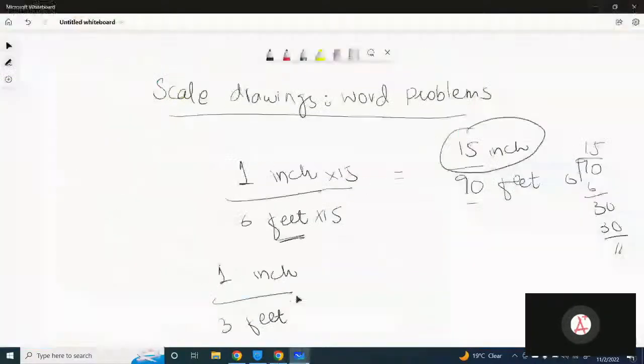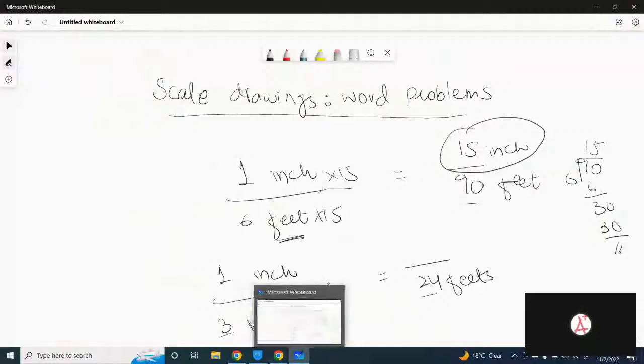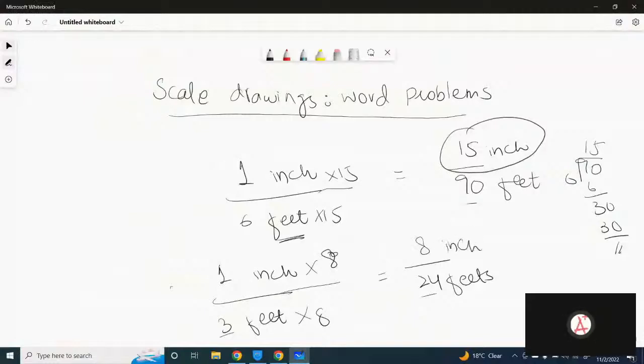Okay, then you have been given 24 feet, and you need to find the value in inches. Got it? So here you have 3, here you have 24. So you need to find 3 times what number is 24. 3 times 8 is 24. So you have to multiply numerator and denominator by 8. So 8 times 1 is 8. That means if it is originally 24 feet, then on the scale it is 8 inches. Got it?